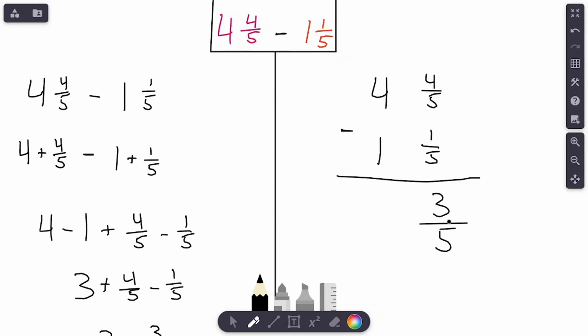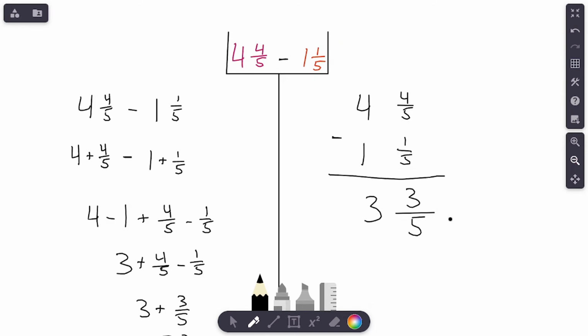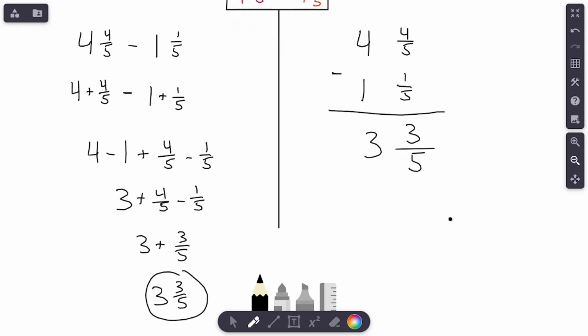Denominators stay the same, so there's 3/5. Now subtract your whole numbers. 4 minus 1 is 3. And there's your answer, 3 3/5. Either strategy, I'll zoom out here, either strategy will get you the same answer.